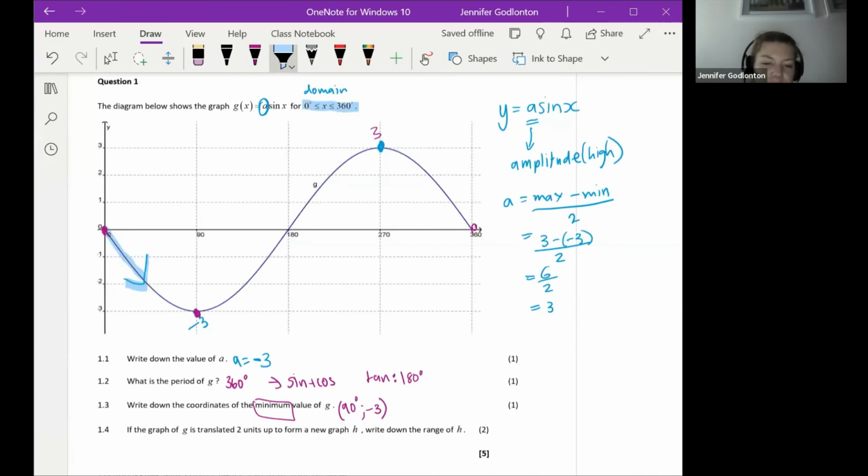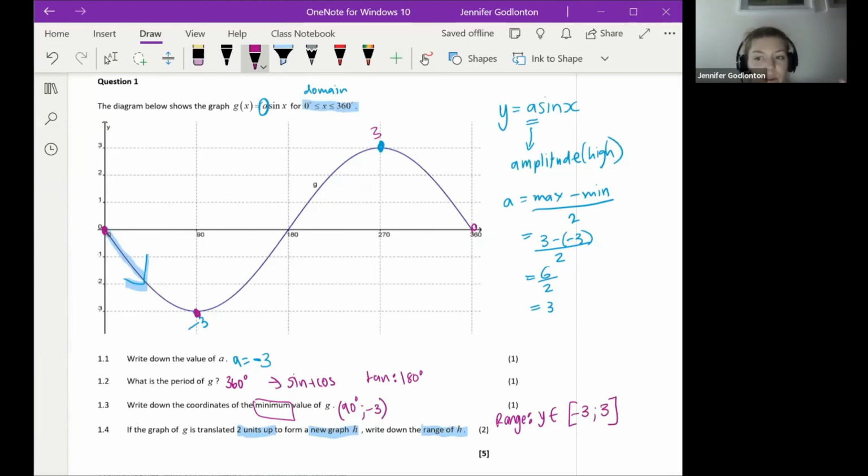If the graph of G is translated 2 units up to form a new graph H, write down the range of H. Okay, so we're going to do this in a little bit of a sideways way. The first thing I'm going to say to you is, what is my current range? What is my range of the graph that you can currently see? What is this graph's range? Remember, range are all my possible y values. Good, Emmanuel. We're going to put it in brackets, but it is from -3 to 3.